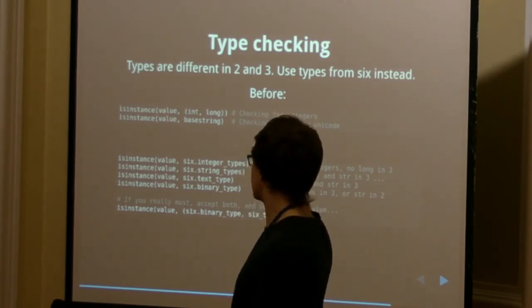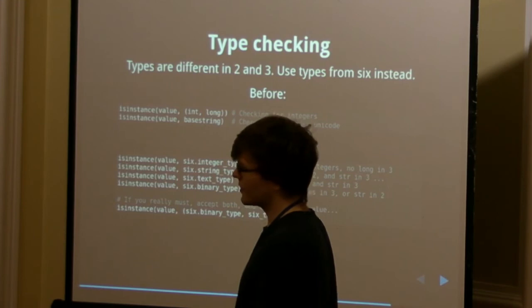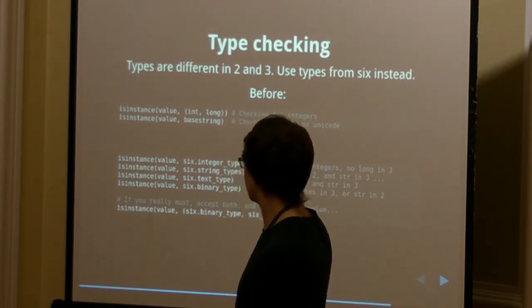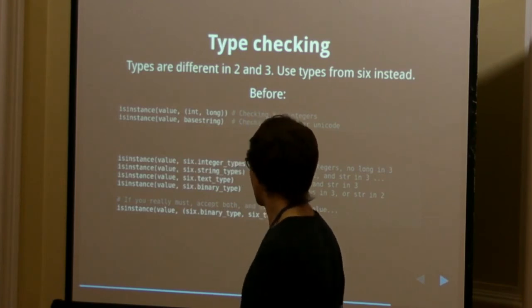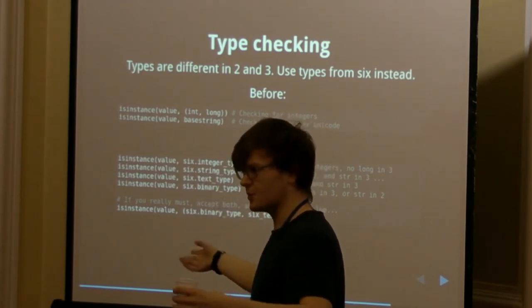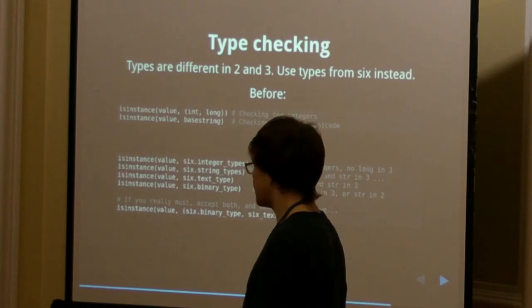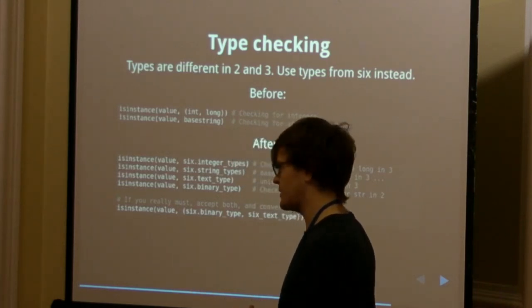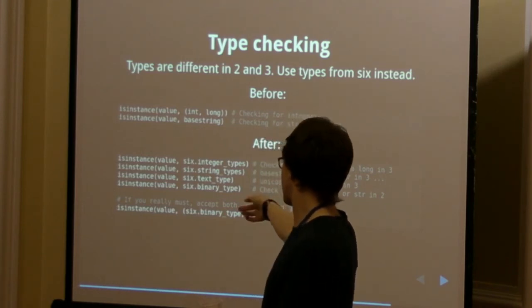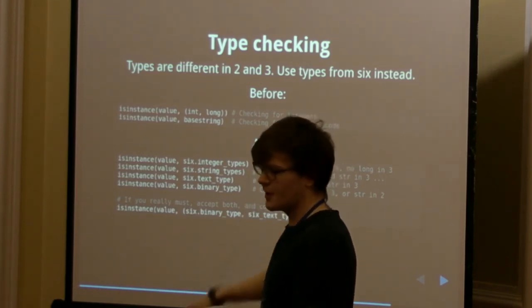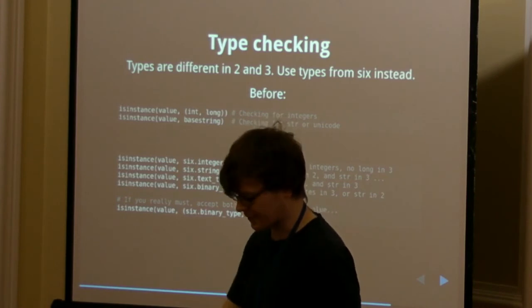String types will be basestring in 2 and str only in 3. However, we're using text_type instead, which is explicitly the Unicode abstract string type, the text sequence type. And you have binary_type for bytes in Python 3. And if you must use both in a function, say you have to be liberal when you accept and conservative when you commit, you can just say, give me either binary_type or text_type, and you can handle that in some way.